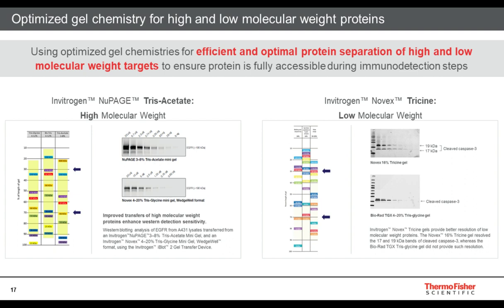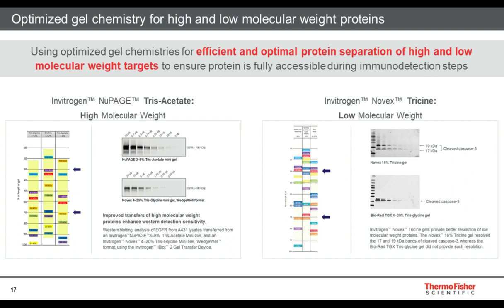The 3 to 8% Tris acetate chemistry provides a matrix to allow larger molecular weight proteins to travel more effectively and separate for improved immunodetection. Conversely, the 16% tricine chemistry slows the migration so that low molecular weight proteins or peptides, which typically travel very rapidly through a gel, are better resolved. This can be seen on the left-hand side of the slide.